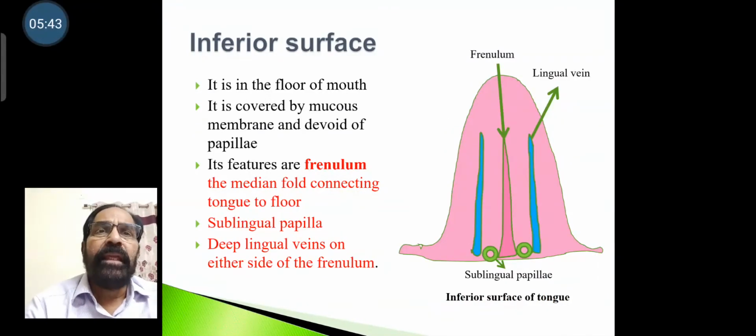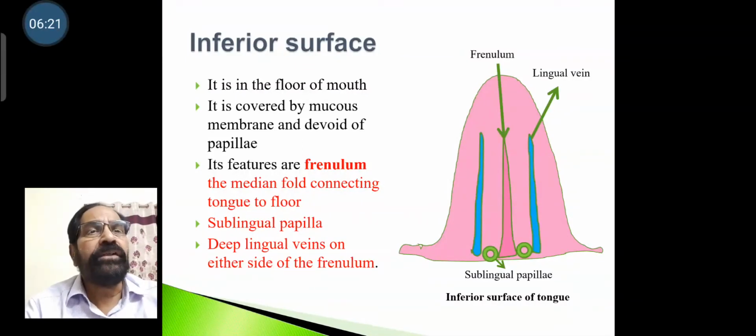Inferior surface. It is in the floor of the mouth. It is covered by mucous membrane and it is devoid of papillae. Its features include a frenulum, the median fold connecting tongue to the floor. You can see in the picture, frenulum. Then in the bottom of the tongue, you can see sublingual papillae. They are the opening of the sublingual glands. Then we have deep lingual veins on either side of the frenulum. They can be seen in the tongue on either side of the frenulum.